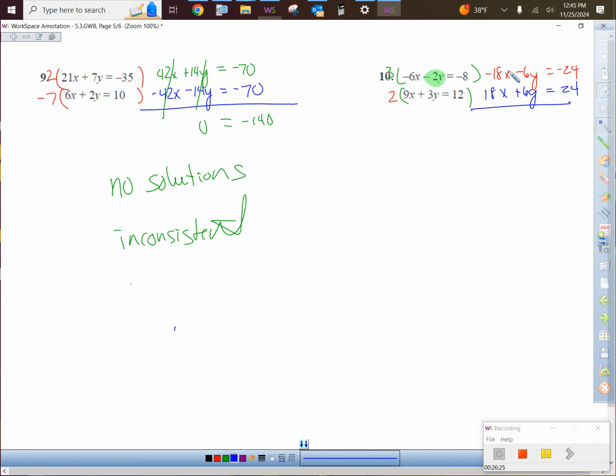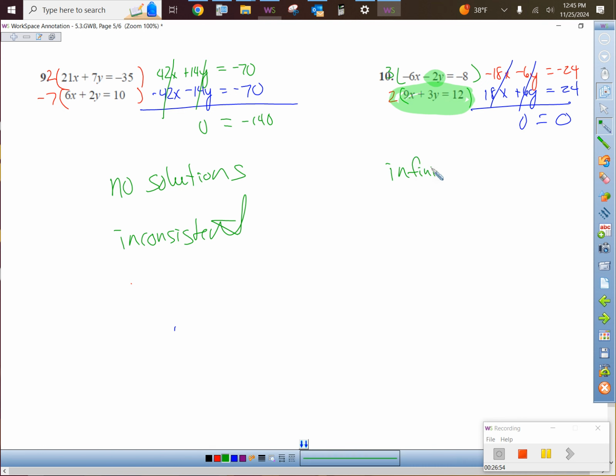So adding those up, x's cancel, y's cancel. I'm left with a 0 on the left, which means I either have no solutions or infinite solutions. What do you get when you add those two right sides up over there? 0. So what does that mean? Infinite solutions. In the form, pick one of these equations right here and solve it for y. This would probably be the easiest one to solve for y out of all of those.